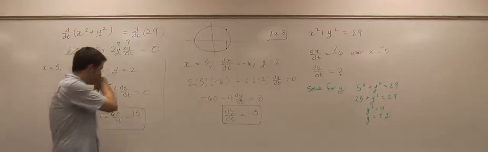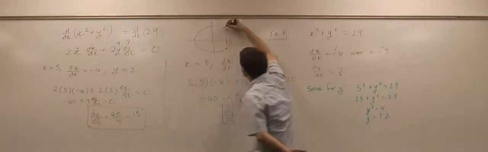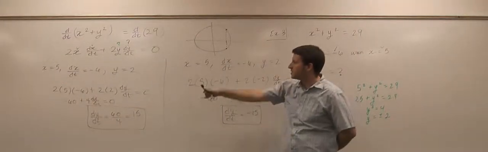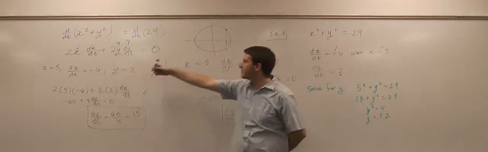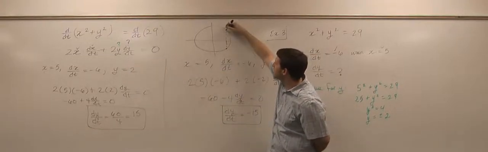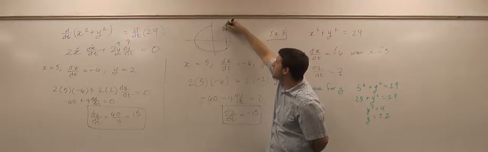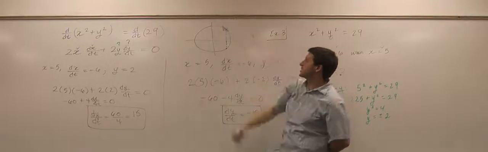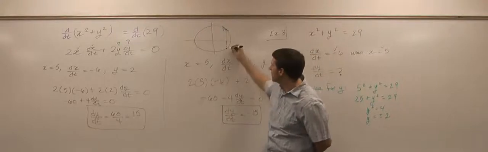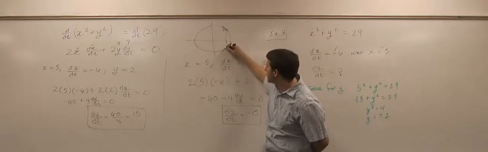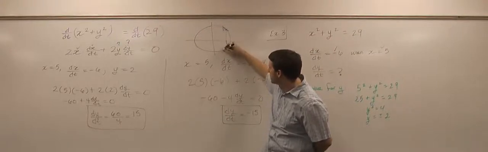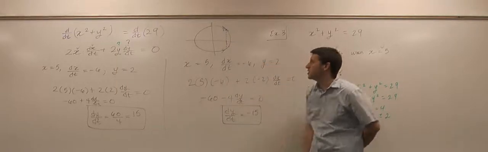So then, in one case, if dx/dt is negative 6, then x is going this direction, and it's asking how fast y has to change to keep up. So it's asking the slope of this line. But if you're down here, x is going negative and y is going, how fast does y have to change to keep up?